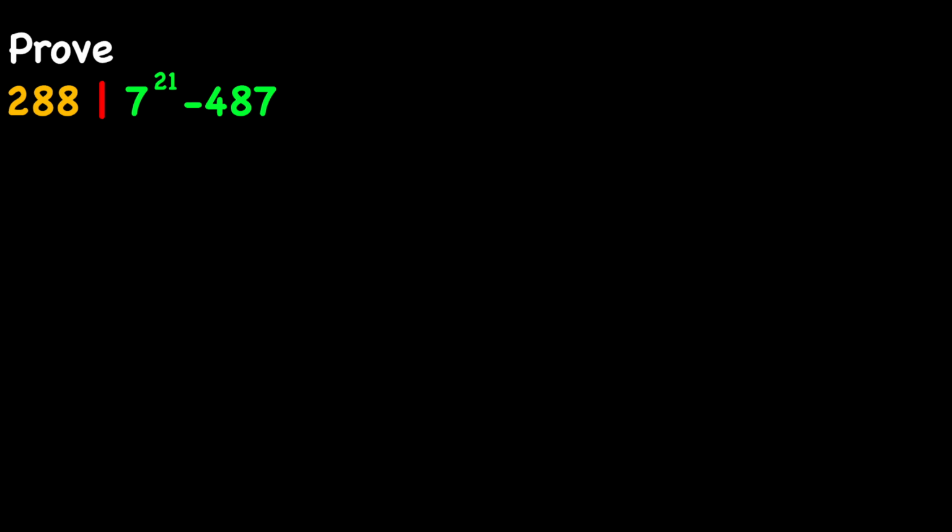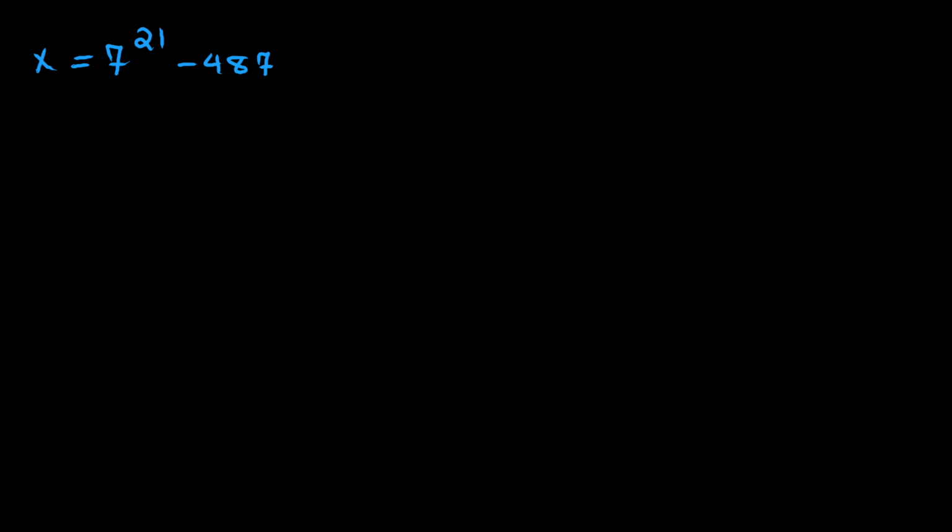So first of all, let's say that this number is x, so we want to manipulate x in a way that we will be able to say that x is divisible by 288. So x is equal to 7 to the power of 21 minus 487. First of all, let's replace 7 to the power of 21 with 7 times 7 to the power of 20. And let's break 487 into 7 and 480. Now we can go ahead and factor out a 7 out of these two.